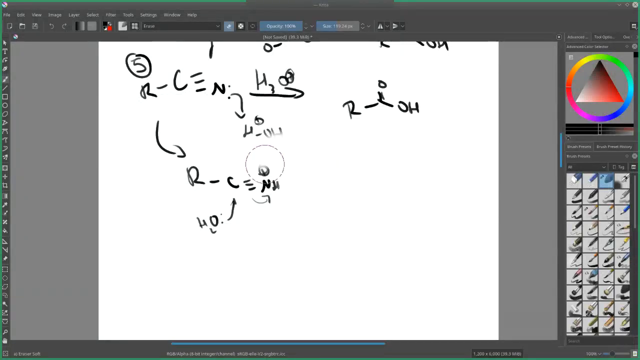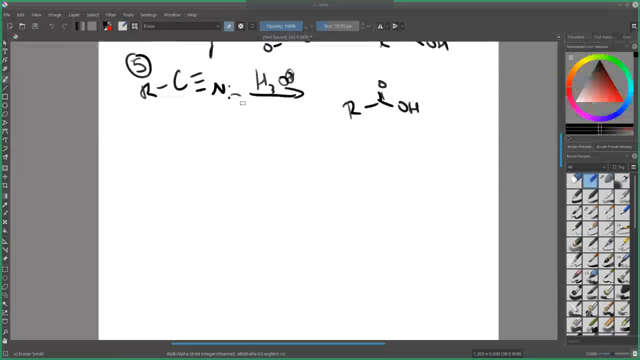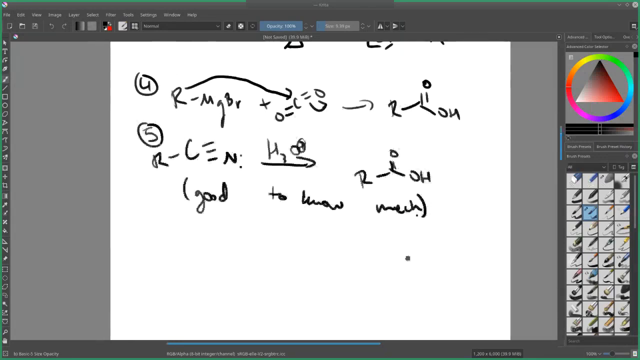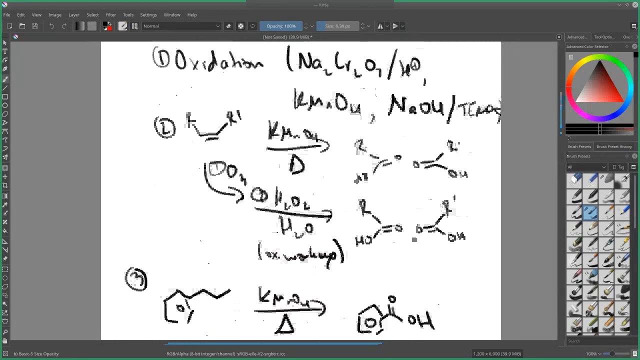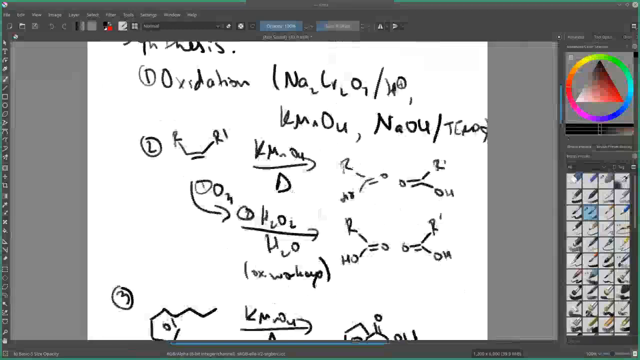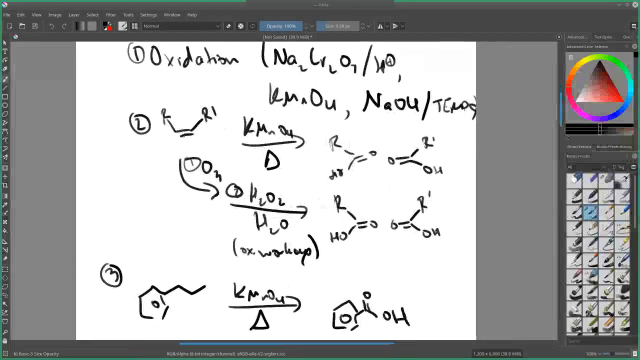All right, let me get rid of this stuff and just write that it's probably good to know the mechanism. Okay, cool. So I think those are the major ways to synthesize acids. You have oxidation, you can cleave a double bond. Let me make different colors. So you can cleave a double bond like that.